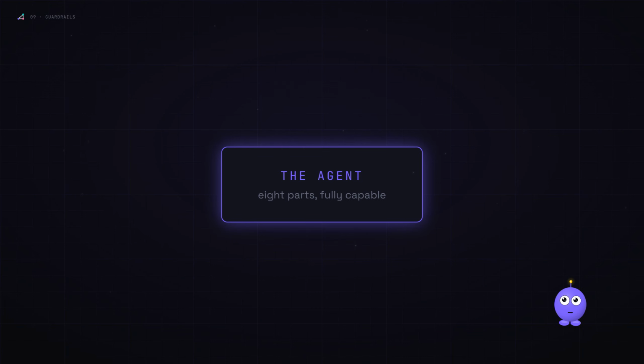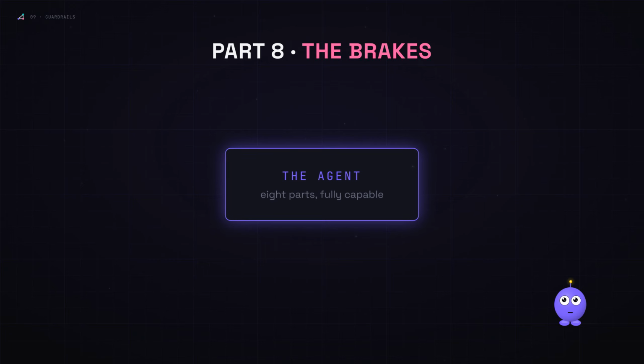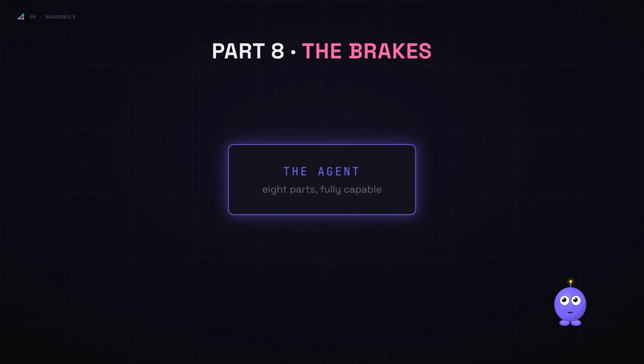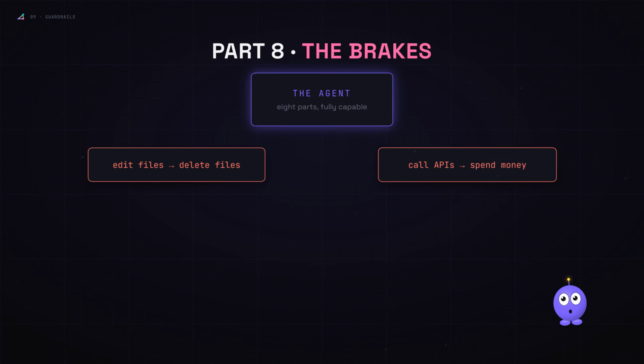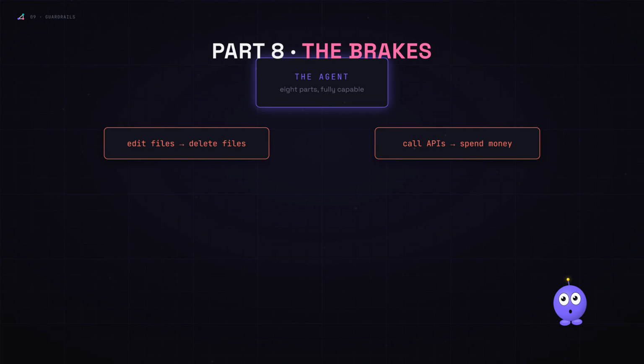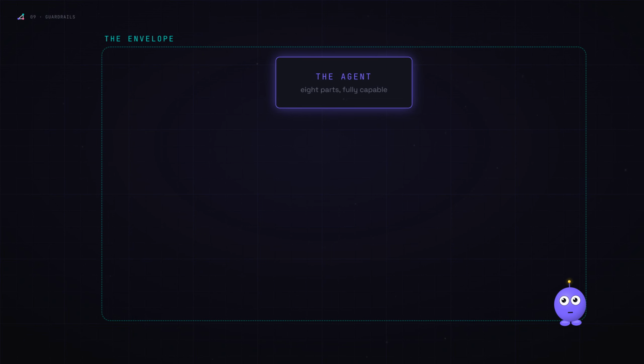Part 8. And then we assemble. The brakes. Everything so far makes the agent more capable, which is exactly why you want limits on it. An agent that can edit files can delete them. One that can call APIs can spend your money. So real agents run inside an envelope.